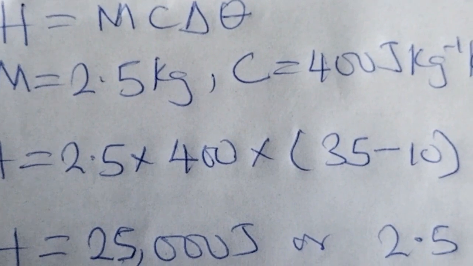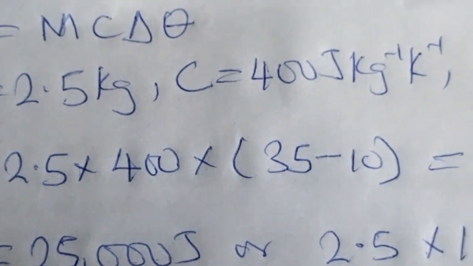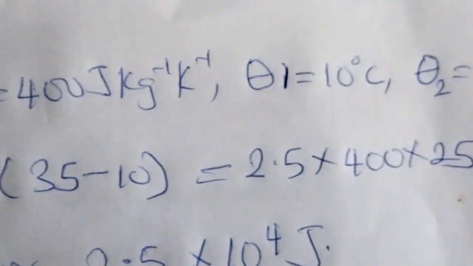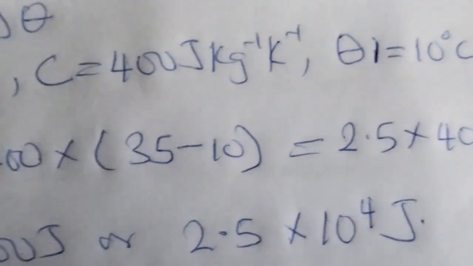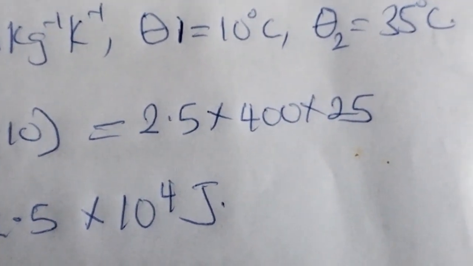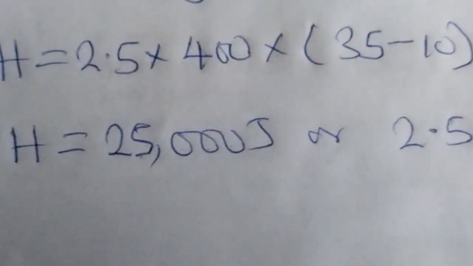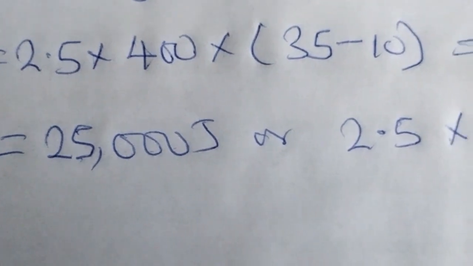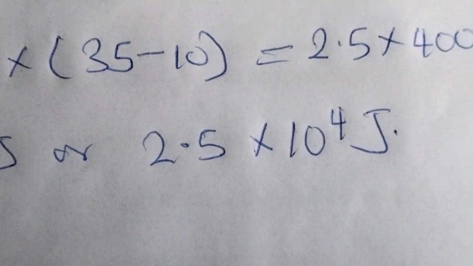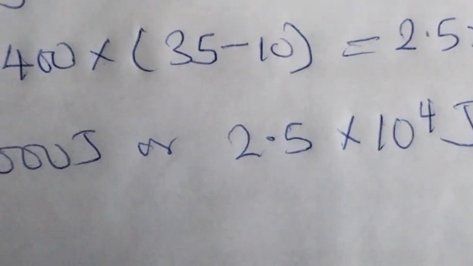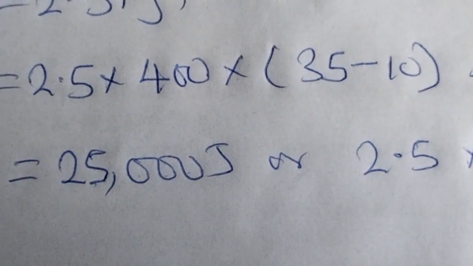Then we employ H equal to mc times the change in temperature. It's going to be 2.5 times 400 times the difference in temperature, 35 minus 10, the difference between the final and initial. So that's going to give us 2.5 times 400 times 25. And that will give us the amount of heat required as 25,000 joules, or 2.5 times 10 power 4 joules.